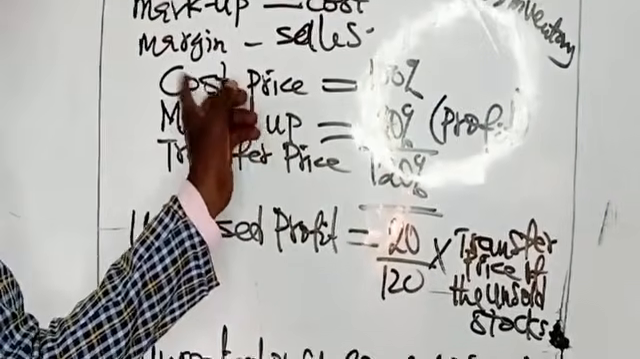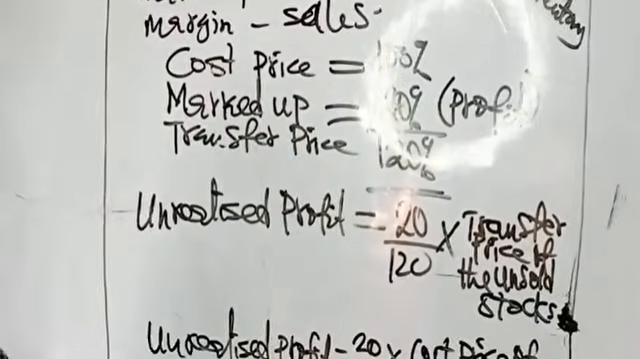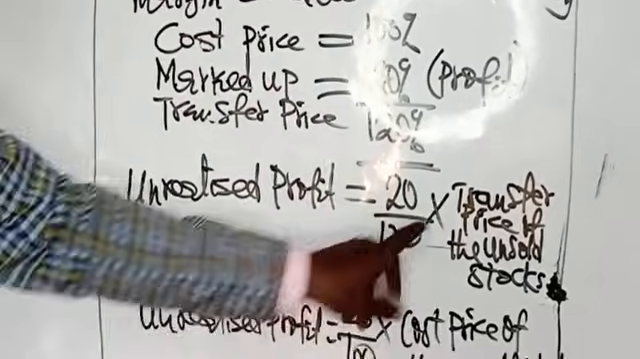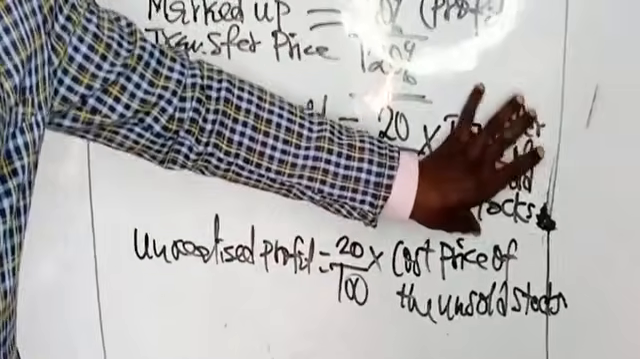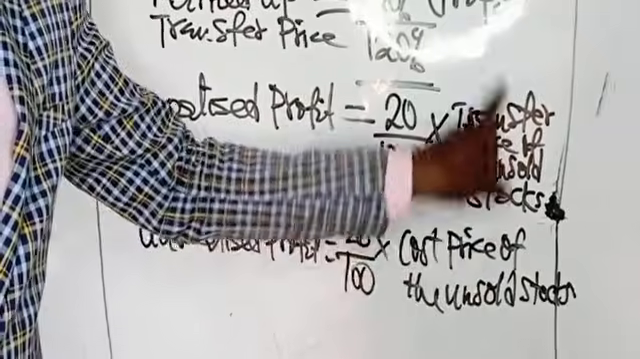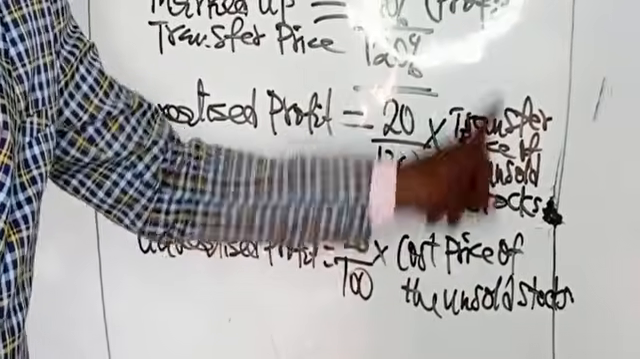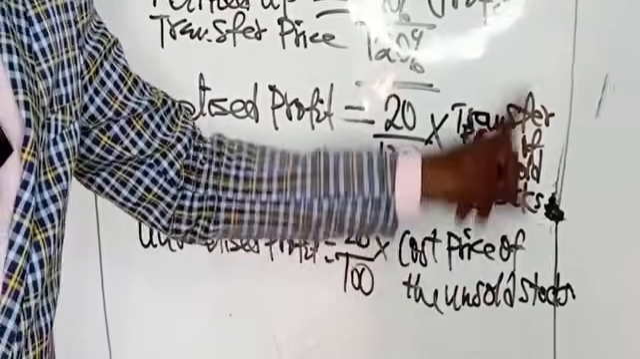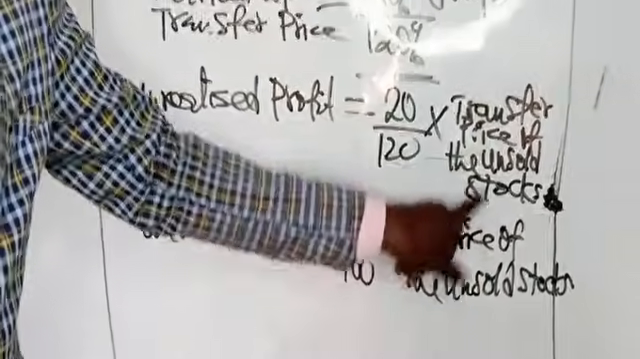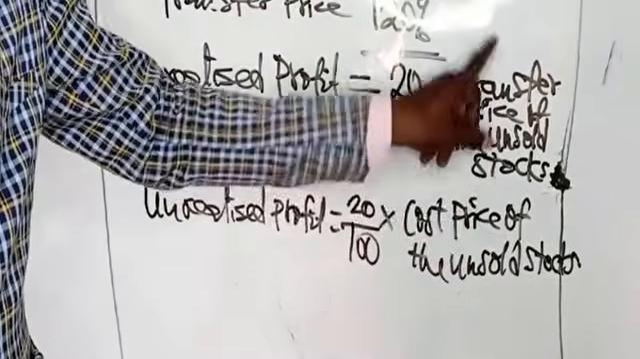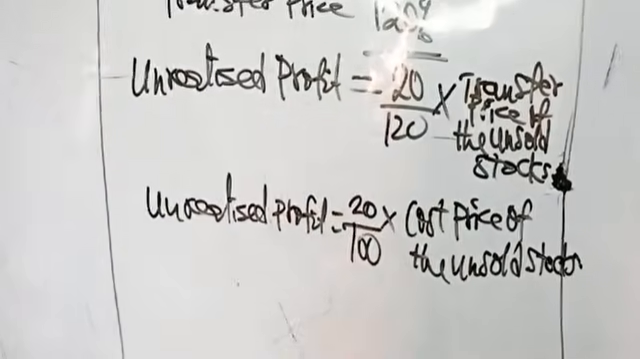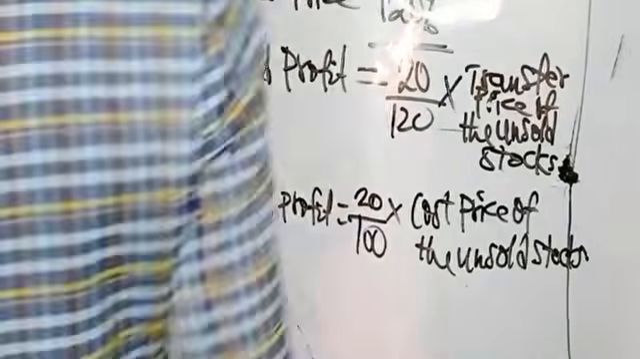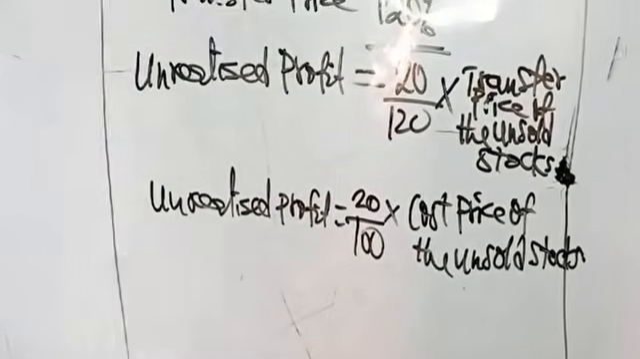Because it is the cost price of the unsold stocks you are given. Take note of that. Here, before you can have 20 over 120, it means the equivalent amount of the unsold stocks must be at the transfer price. The equivalent amount of the unsold inventory must be at the transferred price. Take note of that. So that is the calculation of unrealized profit.